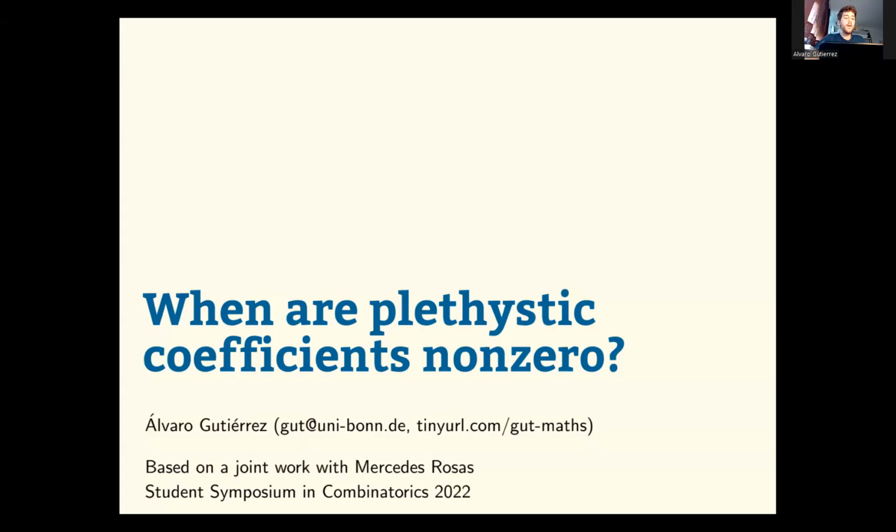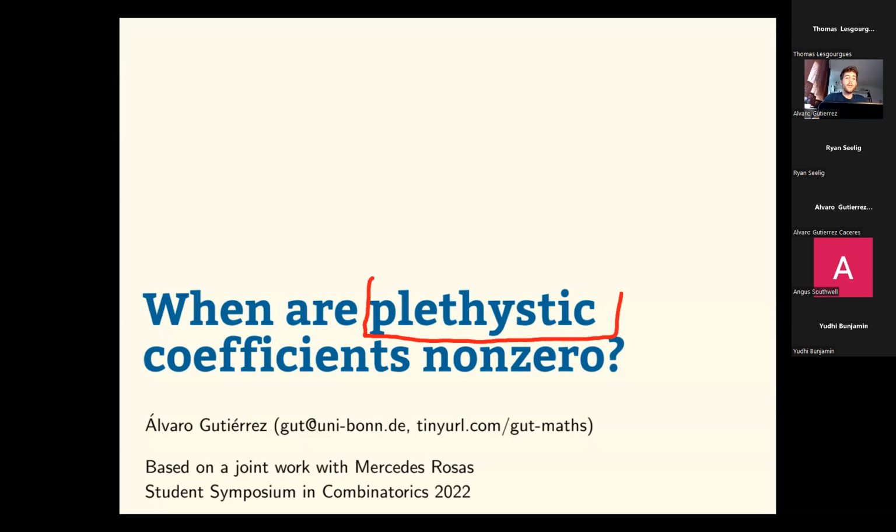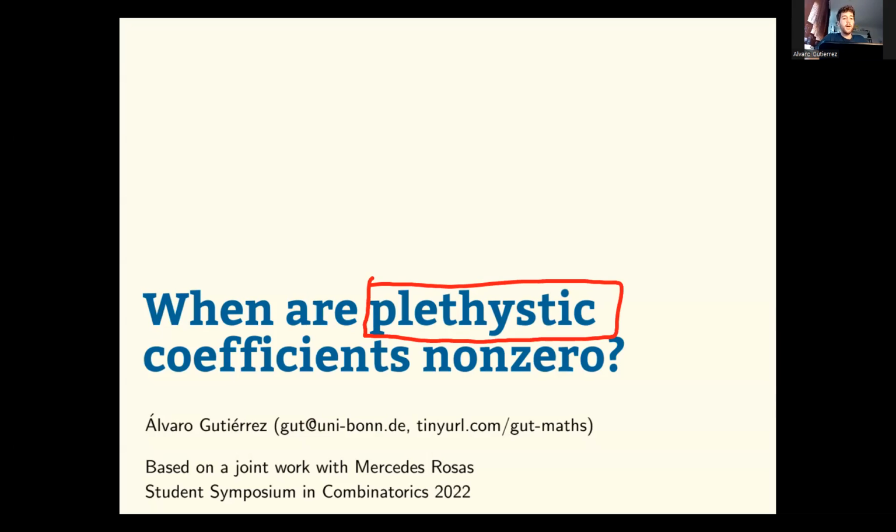So yeah, as he said, the title of my talk is "When are plethystic coefficients non-zero?" And here the B word is this one, right? The weird word. So I'm going to spend most of my talk trying to motivate what this word means. Also, the slides will be available on my webpage, so if you're seeing this in the recording, you can download them.